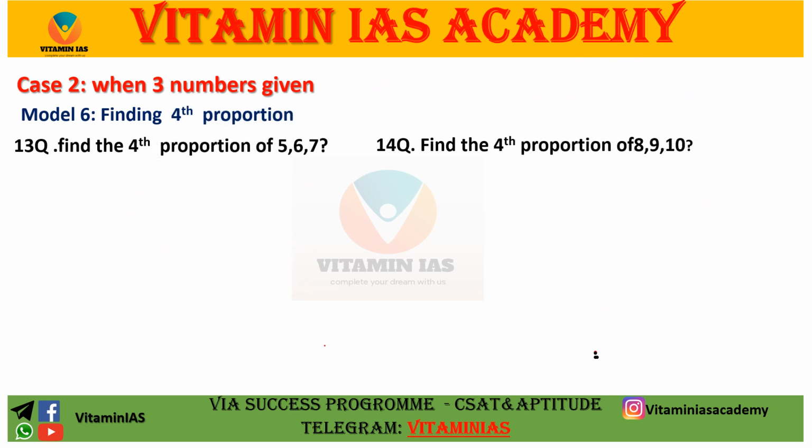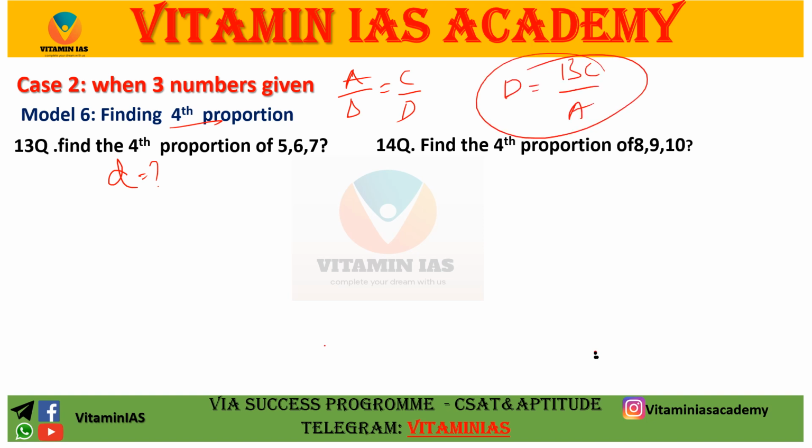In this model, we are going to find the fourth proportion. The fourth proportion is nothing but D. So from A by B is equal to C by D, D will be BC by A.